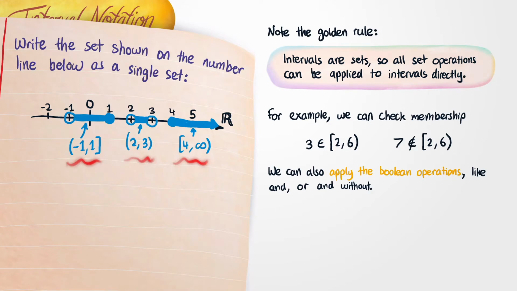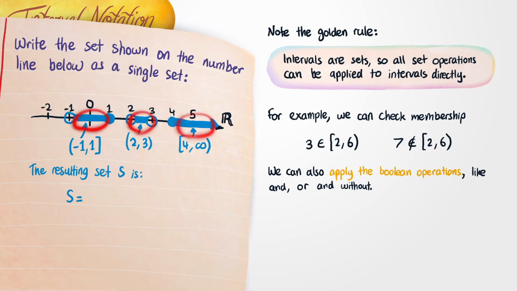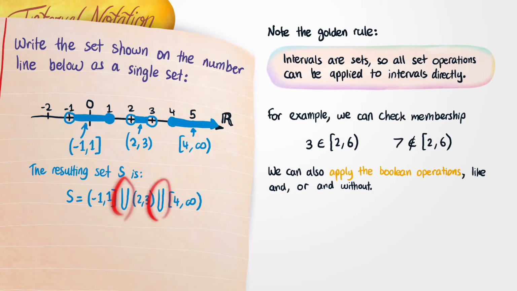Now, the next thing I want to do is write this whole thing as a single set. Let me call that set S. Well, as we said, you're a member of the resulting set if you're either a member of the first set, or the second set, or the third set, so we can just go ahead and OR each of these to get the final set. Now, if you're unfamiliar with these symbols over here, you should definitely watch the video on the set operations, where I explain them in much more detail.